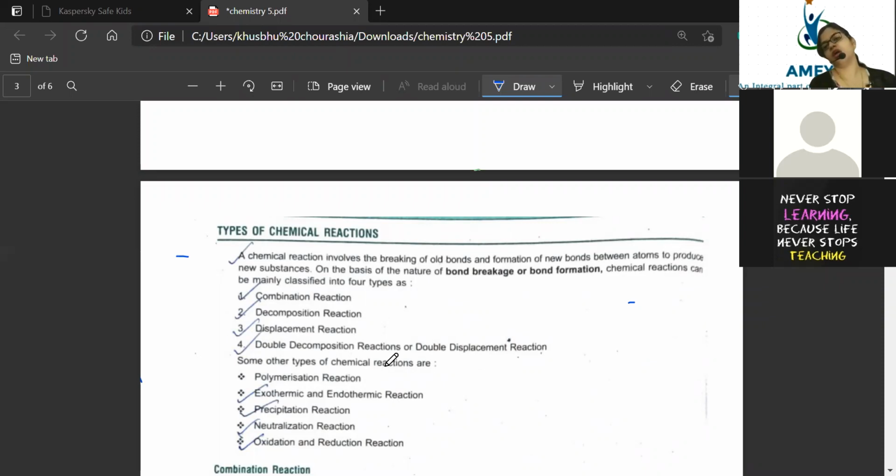Now displacement. If I am not teaching so well and some other teacher comes and teaches you better, then what will you do? Your first work will be to replace Khushbu aunty and go to that new teacher who will teach you better. So that is called a displacement reaction. The more reactive one will displace the less reactive one. Always the more reactive one will displace the less reactive one.